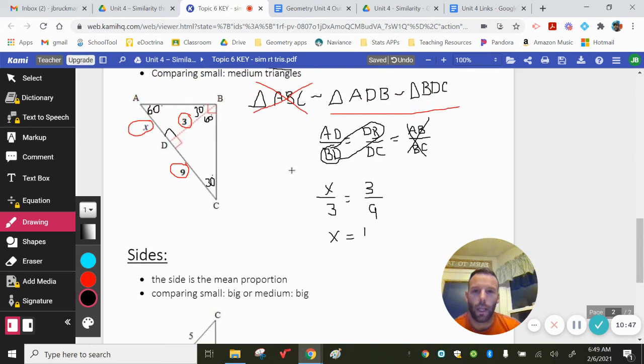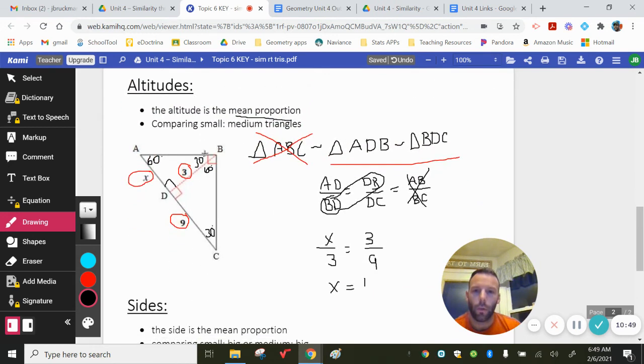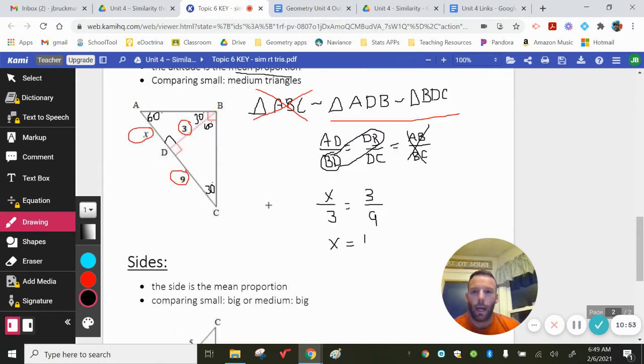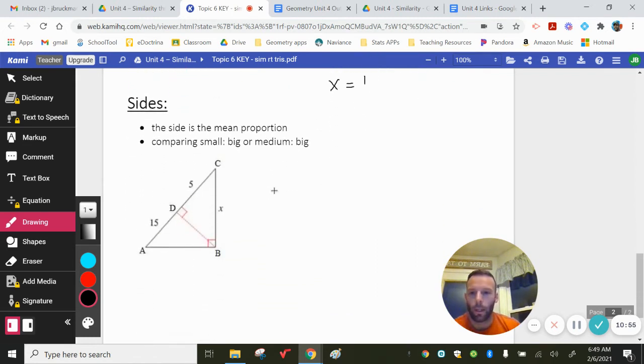Okay, so here's an example involving the altitudes where I'm going to compare the small triangle with the medium-sized triangle. Now, if I'm not using the length of the altitude, instead I'm going to use only the length of one of the sides of that big right triangle. Now I'm going to compare either the small to the big or the medium to the big, and I'll show you how that works here.